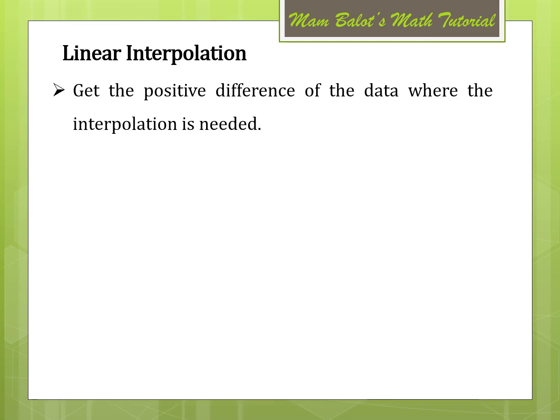We will now use the steps of the linear interpolation, which is, first, get the positive difference of the data where the interpolation is needed. From our arranged data, since our n is 3.75, the interpolation is needed between the third and the fourth data, which are there colored in red, which are 2 and 3. So the next step is you have to subtract. So we have 3 minus 2 is equal to 1.